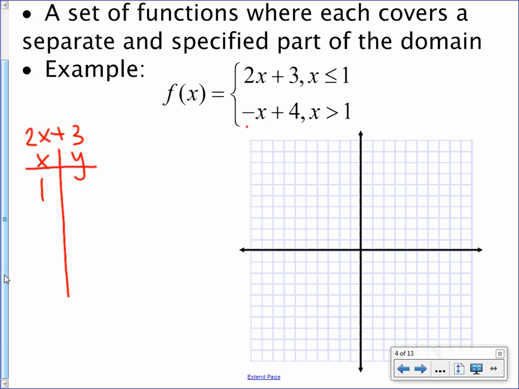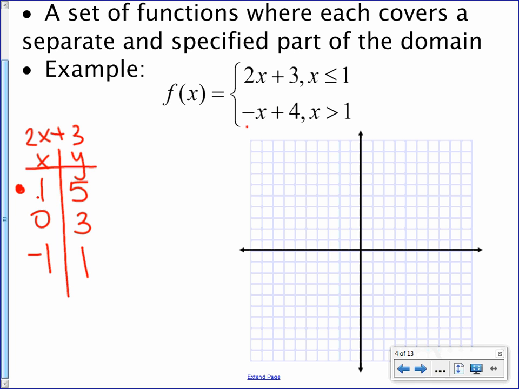Does our domain include 1? Yes, so I'm going to make a note to myself that this needs to be a closed circle because it does include 1. And then I'm just going to have you pick, okay, x is less than or equal to 1, and so we need to get smaller with our domain. So those are the numbers I'm going to plug in. When I plug in 1 to 2x plus 3, what do we get? When I plug in 0, and I plug in negative 1.